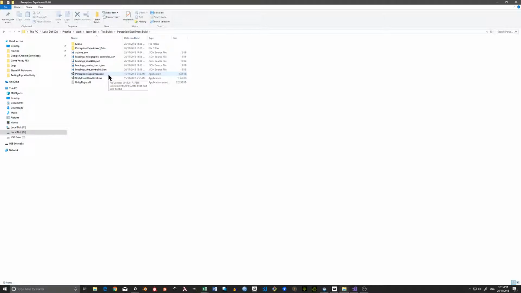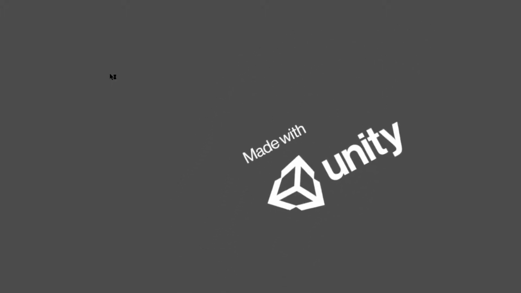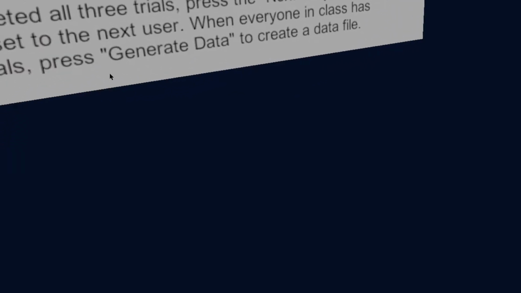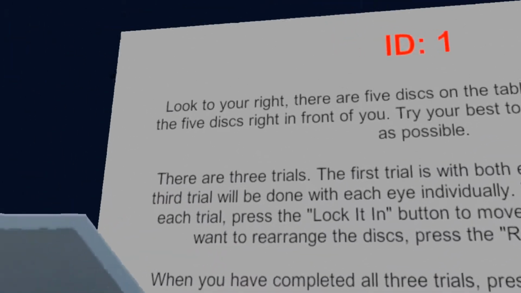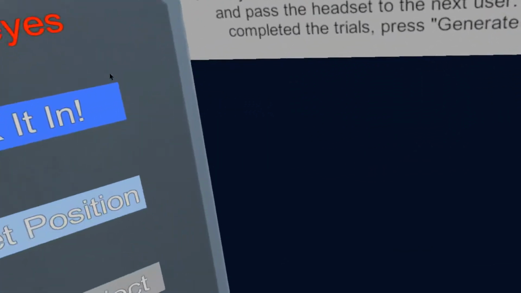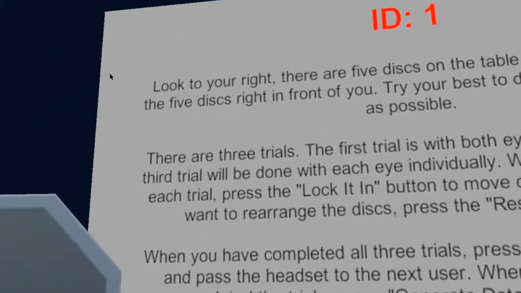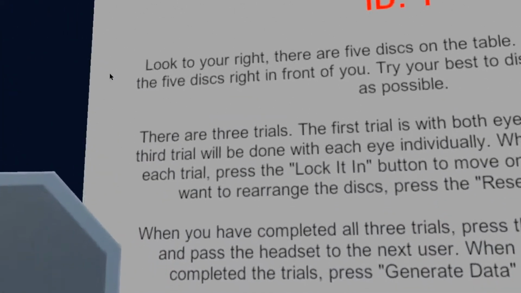Right, so double click on this. Then now I'm going to put on my headset. All right. So I have my hands. Okay. So basically, when the participant puts on the headset, what they'll see is the instructions right in front of them.